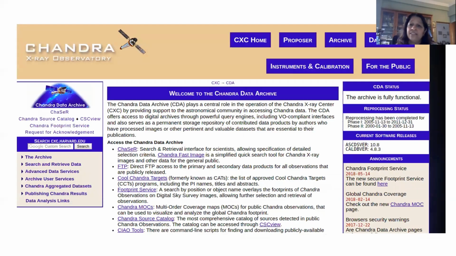Chandra is the X-ray telescope, which is still operational, and has its own website. From the website, you can access the archive. You can see it over here. This is the archive. There are various tools which can help you to search and retrieve data. And there are very good help pages on these websites, which tell you how to handle the data, what exactly you can do with the data, and what kind of results you can get.